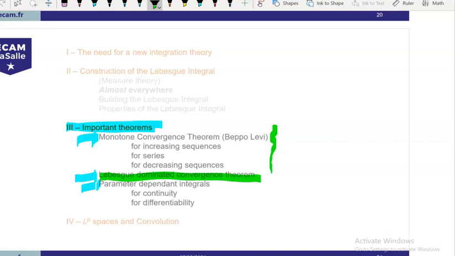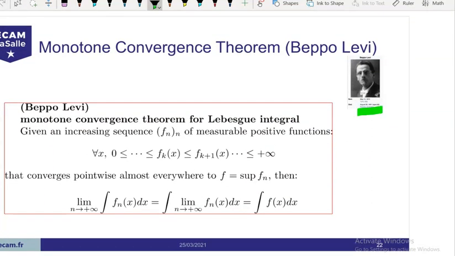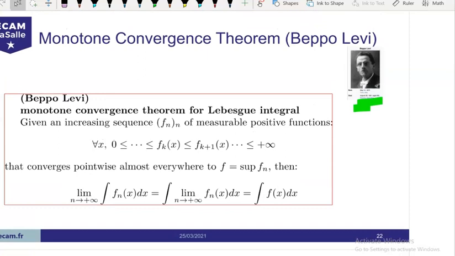It has actually three ways of describing it. The first one is for increasing sequences, and as a corollary, we can apply this theorem to series and also expand it to decreasing sequences. Okay, let's go. So here is Beppo-Levi, the Beppo-Levi monotone convergence theorem for the Lebesgue integral.